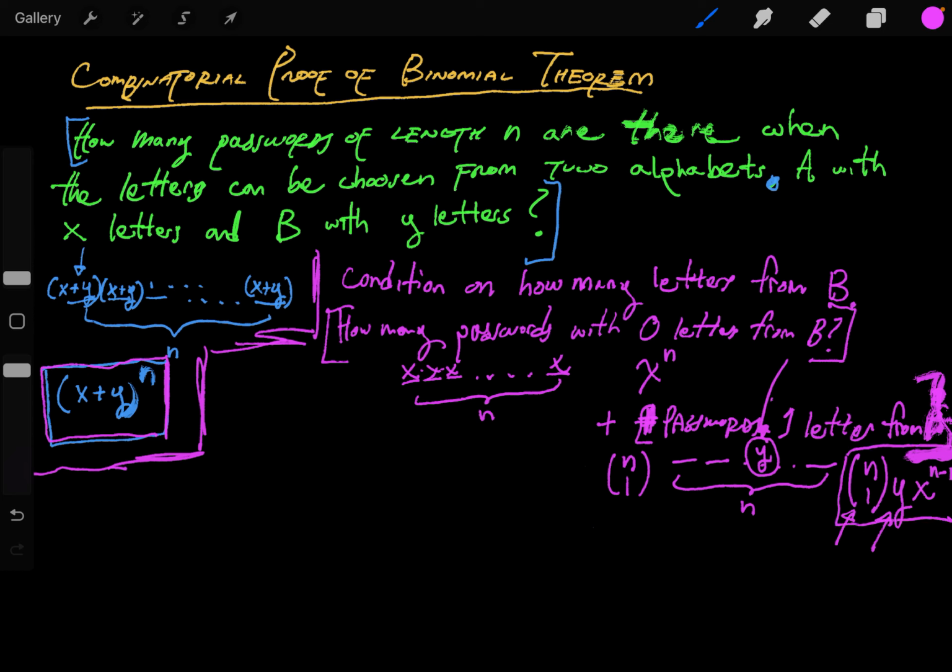Now, it could be that there's 0 letters from B, it could be that there's 1 letter from B, it could be that there's 2 letters from B. So how many possible passwords are there with 2 letters from B? We run through this same argument. Let's see, I have n slots again.